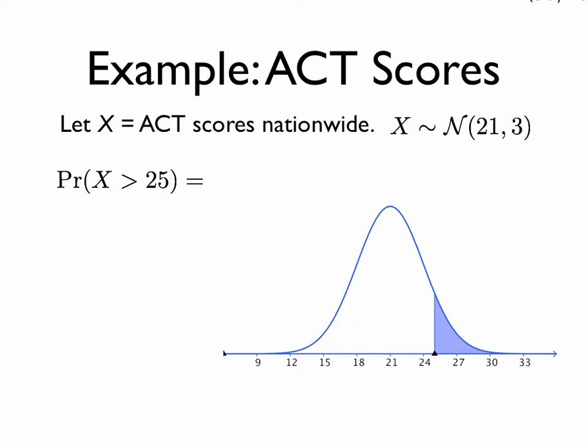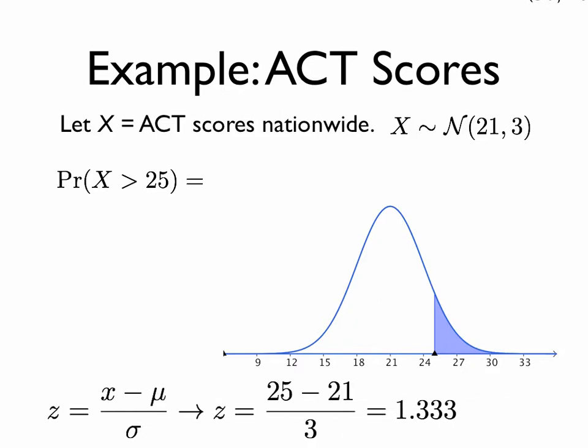We'll actually dig back to the previous section in Chapter 2 and calculate the z-score. Remember, a z-score is a measure of fractions of standard deviations. And so a score of 25 is 1.33 standard deviations above the mean. So what we can do is relate that z-score to a known table of values.